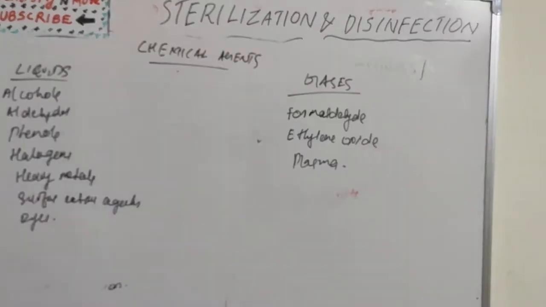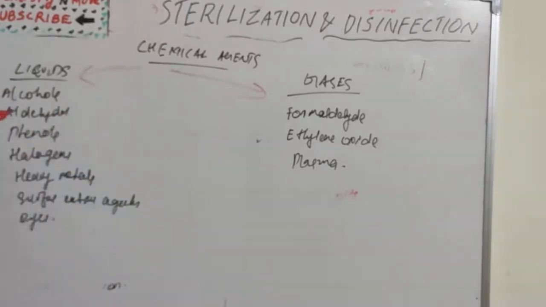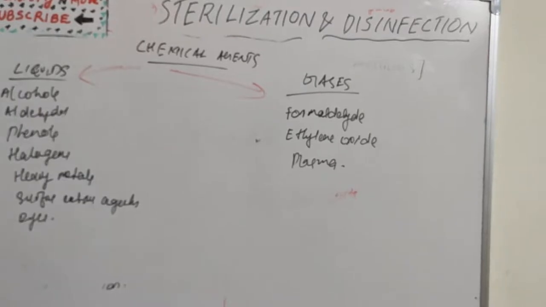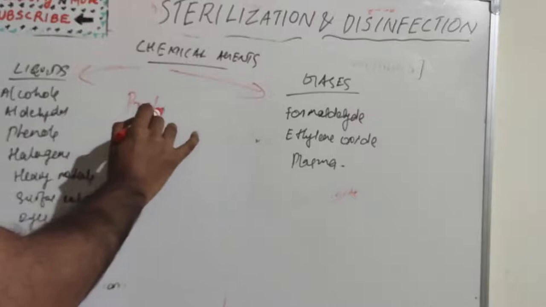Now let's move on to the chemical agents. Chemical agents are broadly classified into liquid agents and gases. In liquids, we have various alcohols, aldehydes, phenols, halogens, heavy metals, surface active agents and dyes. In gases, formaldehyde, ethylene oxide and plasma. So what is the basic action of chemical agents? It is by protein coagulation, disruption of cell membrane, removal of the free sulfhydryl groups and substrate competition. Okay, so the main one is protein coagulation.